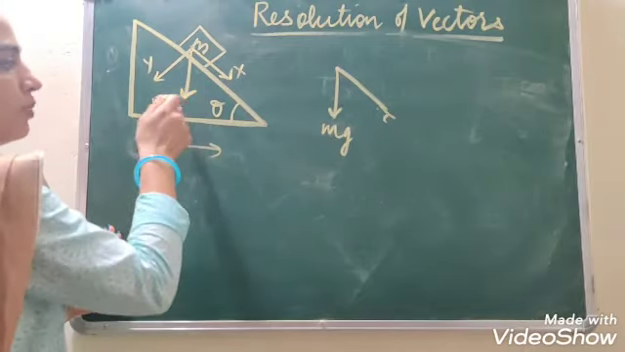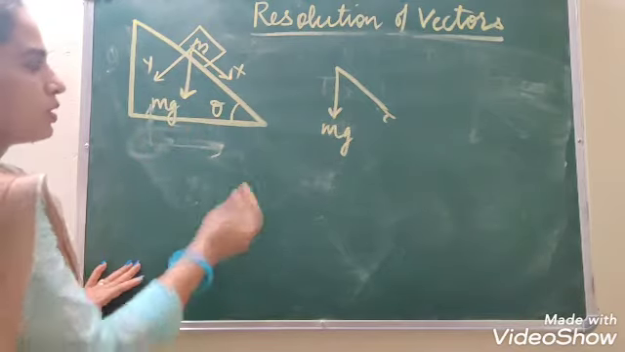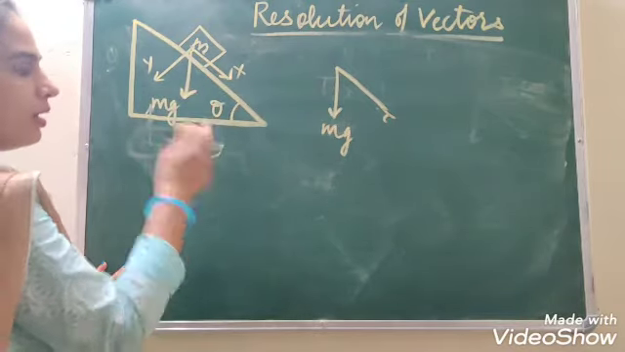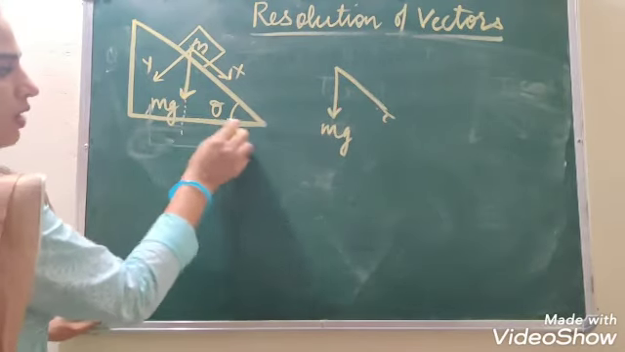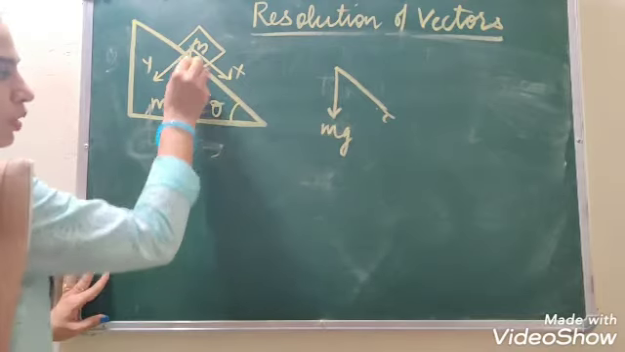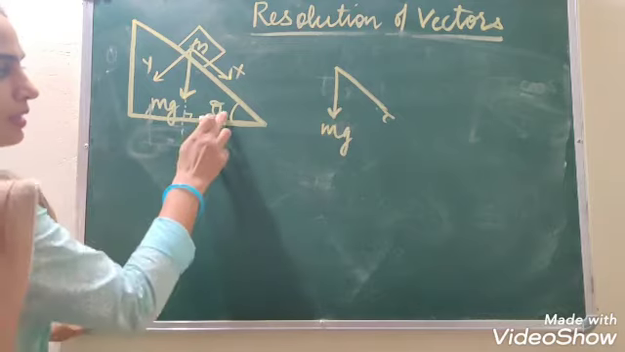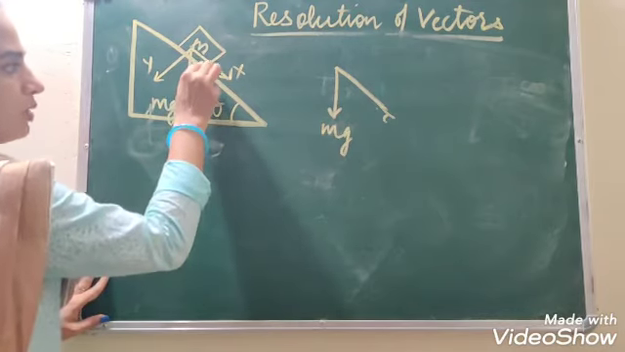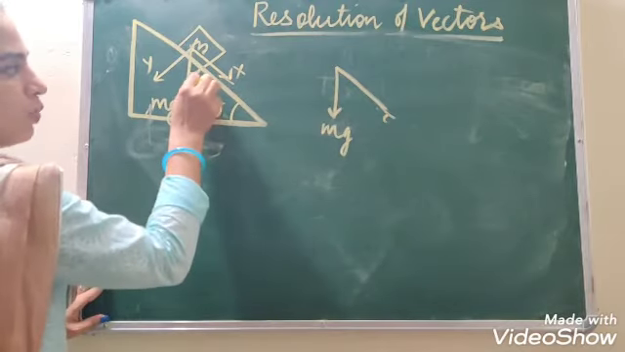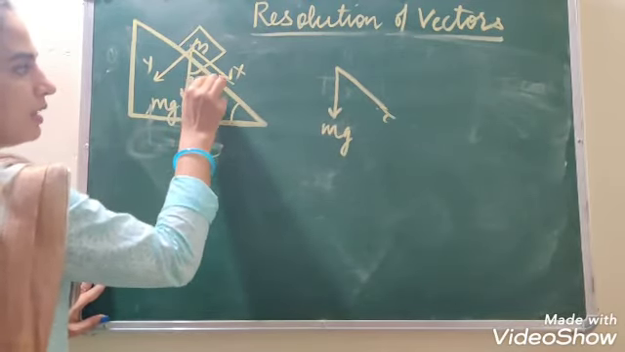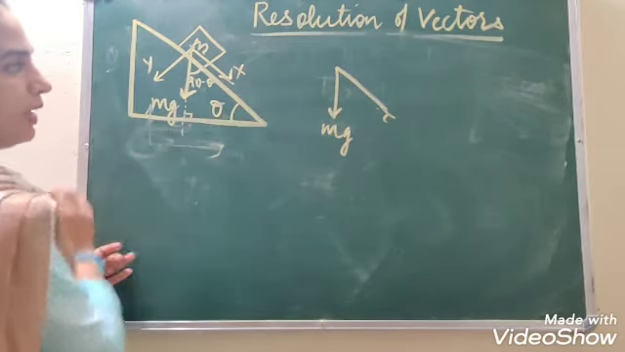Now this is force mg, and this mg has to be resolved into its components. So what is the angle? We don't know the angle, but it can be found out easily. If I extend this mg like this, then this triangle is a 90-degree triangle because this is perpendicular to this. In this triangle, this is 90 degrees, this is theta. Because this x-axis is parallel to the incline, this angle will be 90 minus theta.